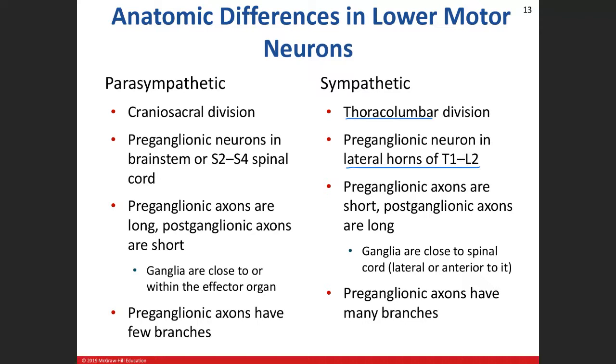Now, the preganglionic axons in this situation, they are short. I did that completely wrong. So the cell bodies sit in the lateral horn, but the preganglionic axons are short. And the postganglionic neurons are very long. So the autonomic ganglia in the sympathetic nervous system are close to the spinal cord. They're either going to be lateral to it.